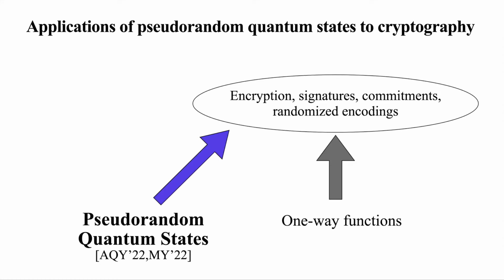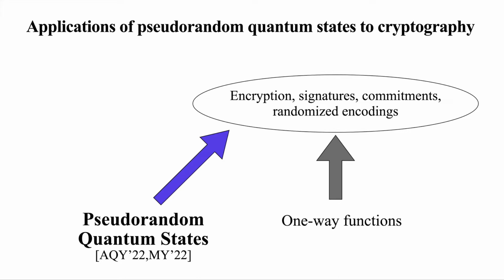Okay, so finally, in the previous work, they showed that many applications of one-way functions can actually be constructed from just using pseudorandom quantum states. For example, encryption, signatures, commitments, randomized encodings. This is great because of a result by Kretschmer, who shows that pseudorandom quantum states can be a weaker assumption than one-way functions.